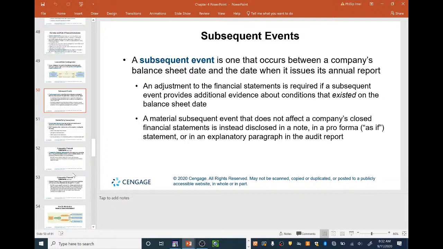It says here, a material subsequent event that does not affect the company's closed financial statements is instead disclosed in a note, in a pro forma as-if statement, or in an explanatory paragraph in the audit report, okay? So if it affects the period, if it's information coming from stuff that's happened, we have to adjust the statements. If it doesn't, we just report it in the notes, right?